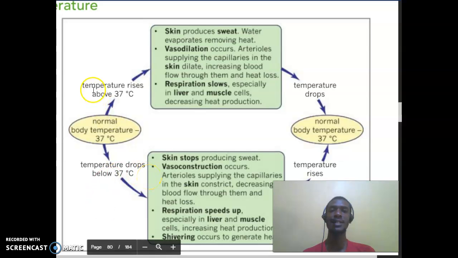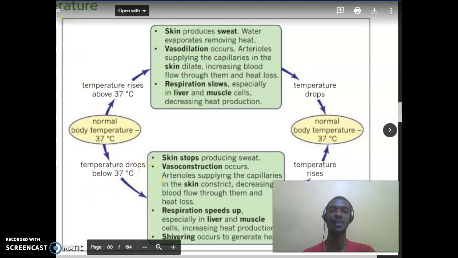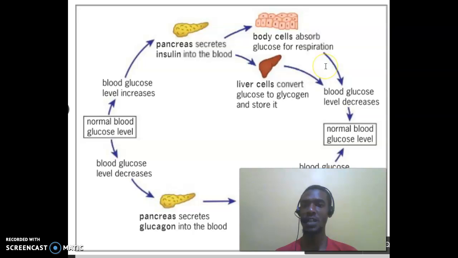So that is how the skin helps in maintaining homeostasis, by controlling the temperature. That is its role in maintaining homeostasis. The skin is responsible for temperature control. In the final section under homeostasis, we'll be looking at the pancreas and its role in maintaining blood glucose level, or the amount of sugar that is found in the blood.